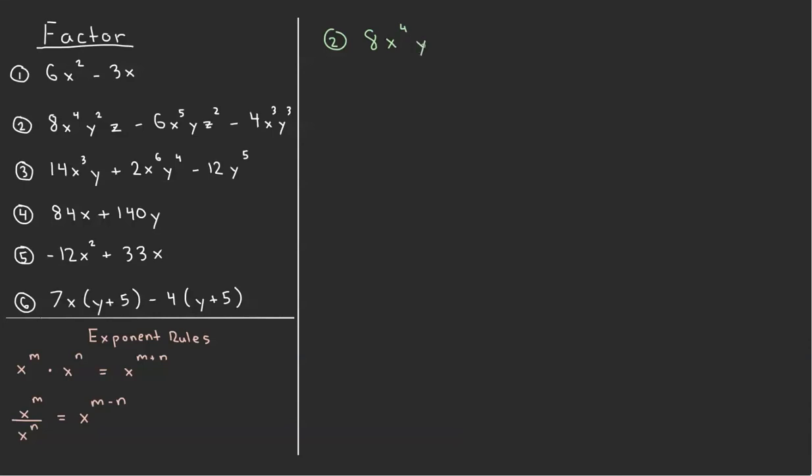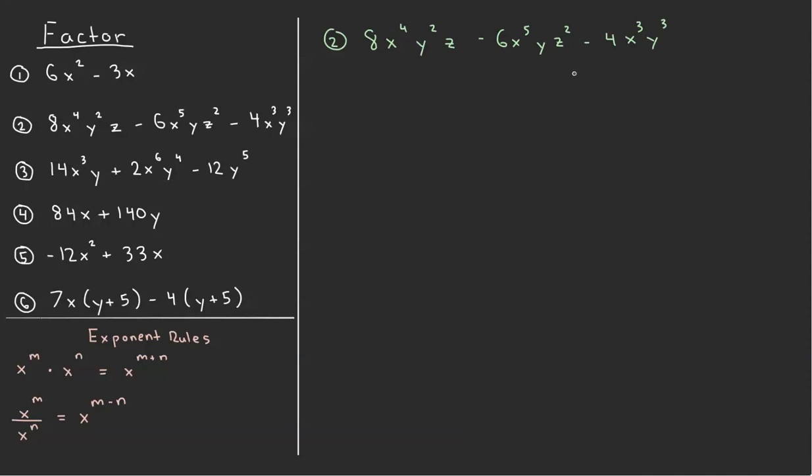We have 8x to the 4th times y squared times z minus 6x to the 5th y z squared minus 4x cubed y cubed. If you notice when I write the z's in math, z's tend to look like 2's sometimes, so to differentiate them from 2's, mathematicians will put a little horizontal line through the z. Okay, alright, so here's our expression, and we want to factor this expression into its prime factorization.